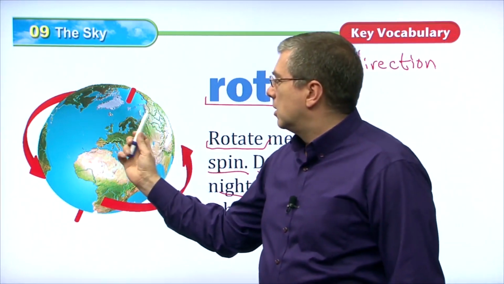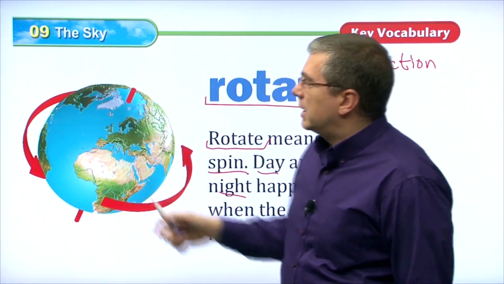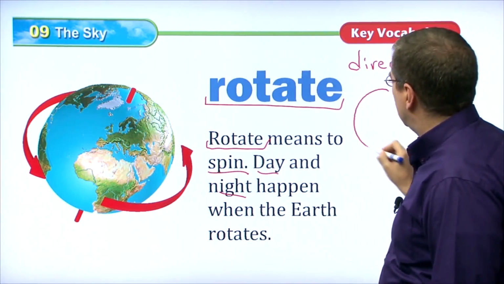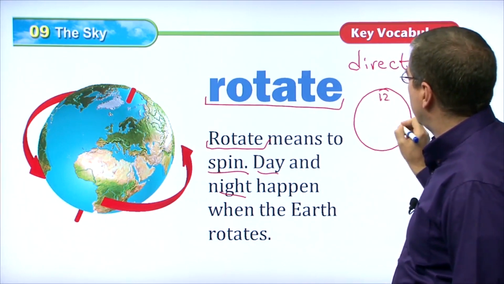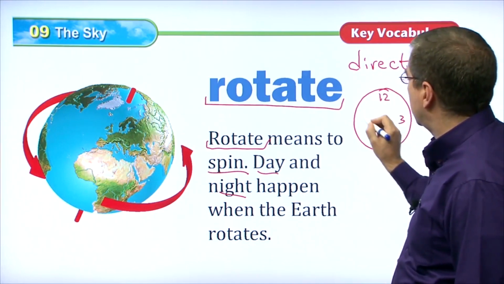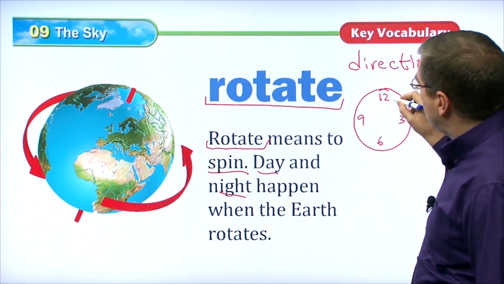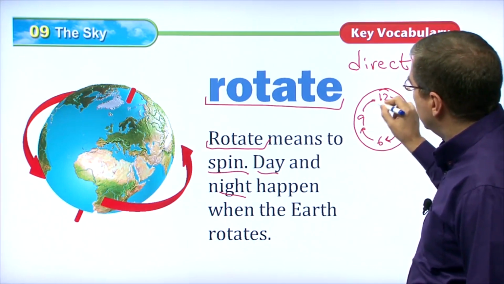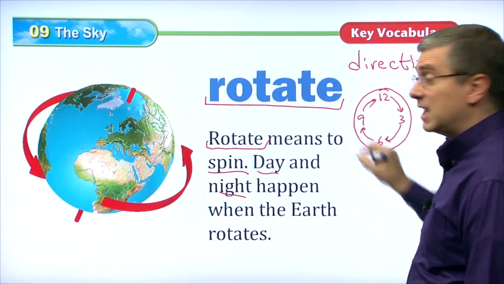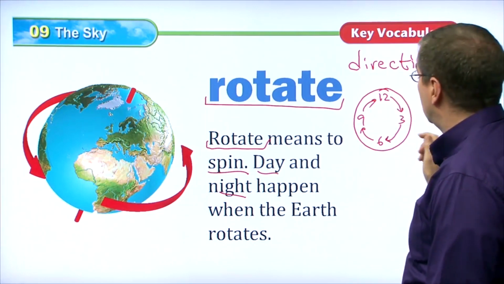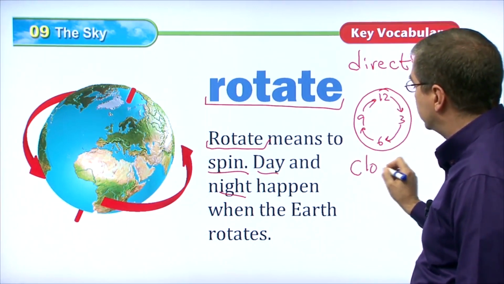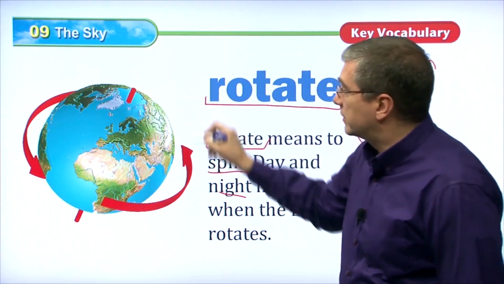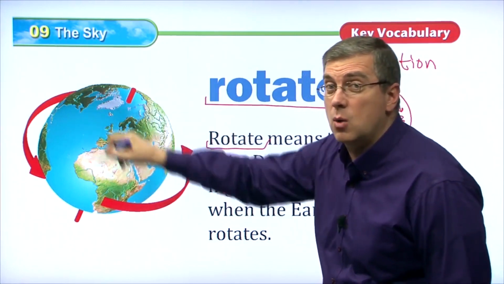This motion here, if it's going like this, we can talk about clockwise or counterclockwise. If we have a clock, 12 o'clock is here, 3 o'clock, 6 o'clock, 9 o'clock. Normally the clock hands move in this direction, don't they? If something is spinning in this direction, to the right in a circle, we call that clockwise.